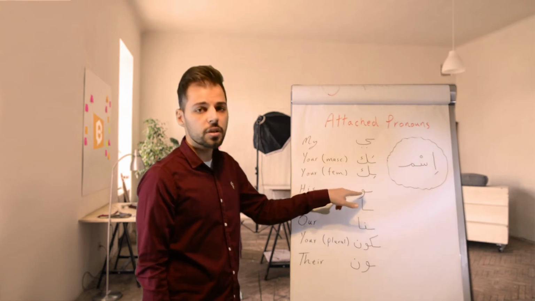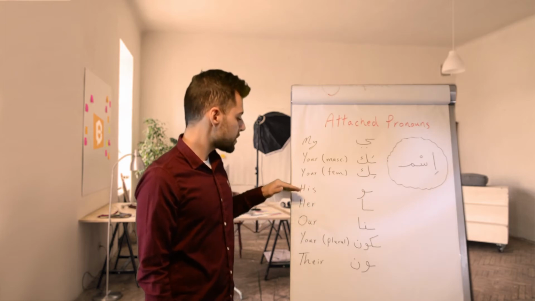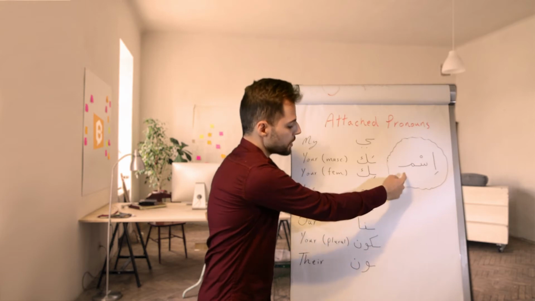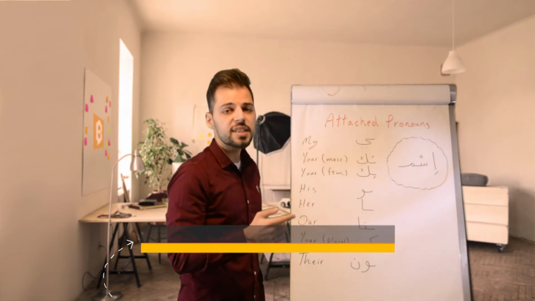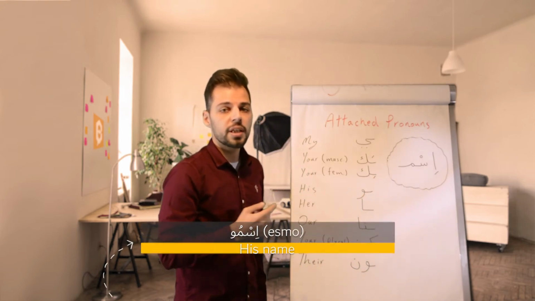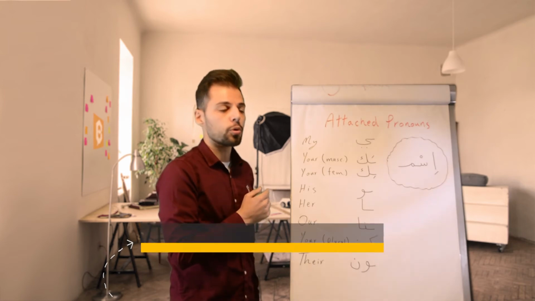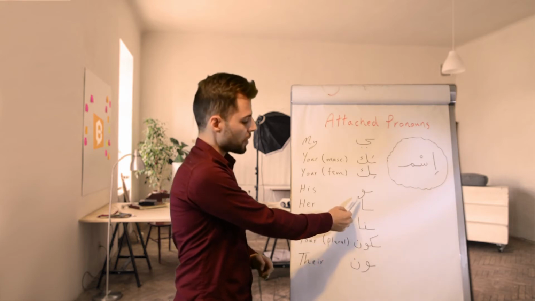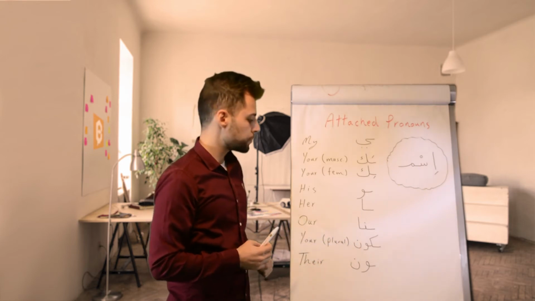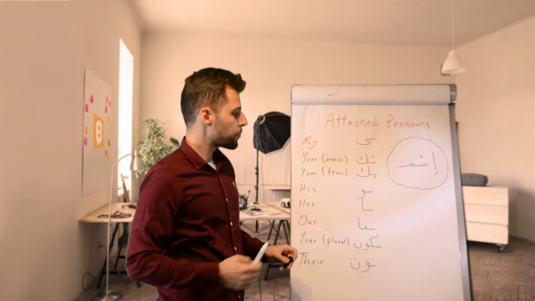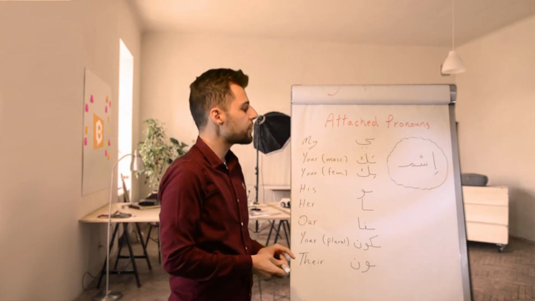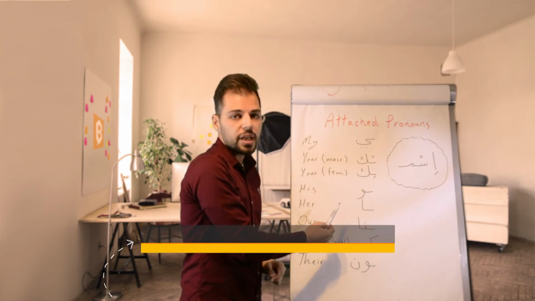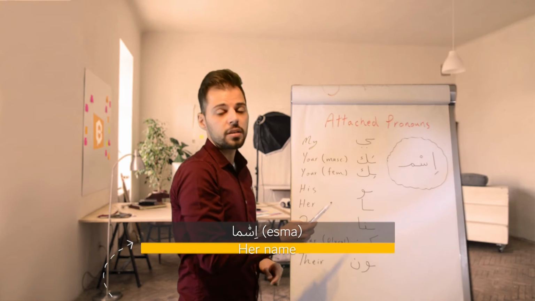It's the letter waw. It means his. So, for example, ism with waw, it's ismo. His name. Next, we have a. The alif, a. It means her. So, for example, we have the word ism with the sound a, so it's isma.